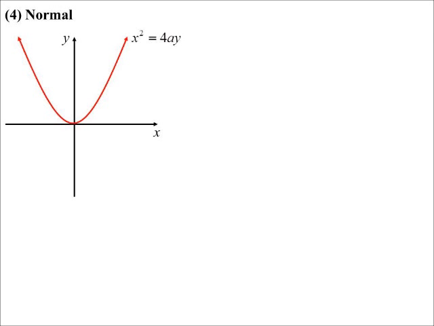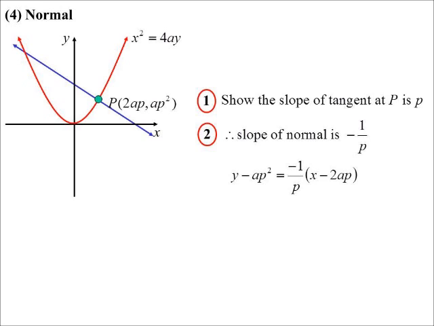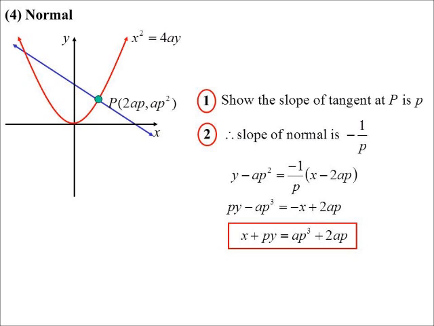All right, let's have a look at the normal. And you'll remember a normal is the line that's perpendicular to the tangent at the point of contact. So something that looks like that. Okay. Again, I'm not going to do it again, but there it is. We know we can work out that the slope of the tangent is p. Well, if that's the slope of the tangent, then the slope of the normal must be minus 1 on p. And we can put that into our point slope formula. And rearranging that one, x plus py is equal to ap cubed plus 2ap. All right, is what we end up with.